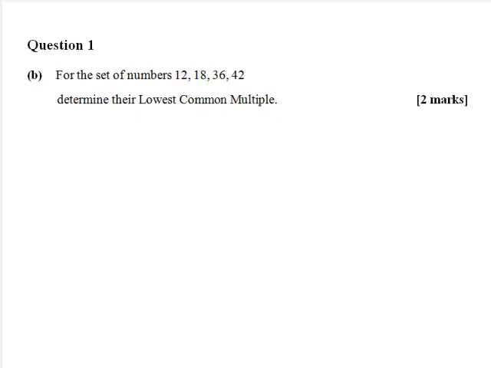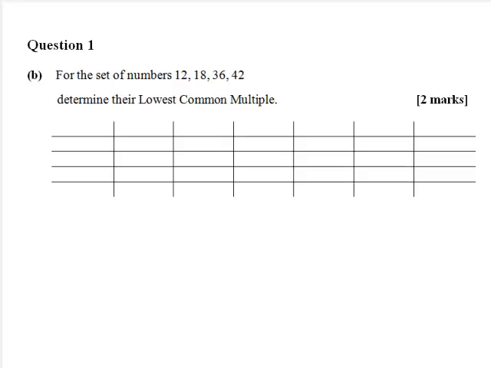Question 1 part B, we're asked to find the lowest common multiple of a set of numbers. Well, to start with, we'll create a table as in the previous example. We'll put the numbers in, and we're looking for the lowest common multiple. And we'll factorise in exactly the same way. So 12 is 2 times 2, 18 has got one 2 in it, 36 has got two 2's in it, and 42 has only got one 2 in it. 42 divided by 2 gives us 21, which is odd, so therefore there's only one 2.